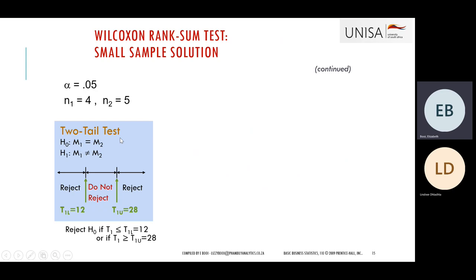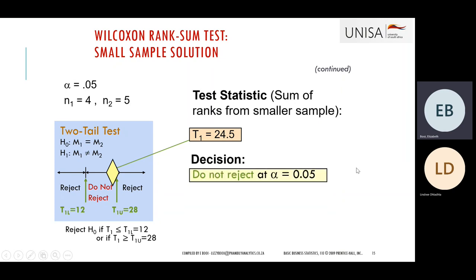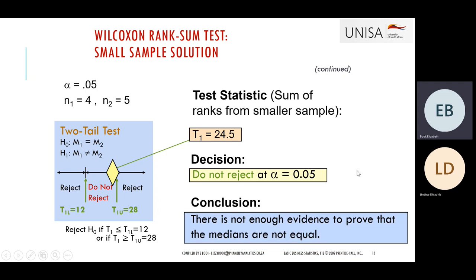We need to take our T1, which we found was 24.5, and look at where it falls. Does it fall in the rejection area or outside of it? It falls between 12 and 28, so it falls in the do not reject area. Therefore, we do not reject at alpha of 0.05, and we can conclude that there is not enough evidence to prove that the medians are not equal. And that's how we do the hypothesis testing.